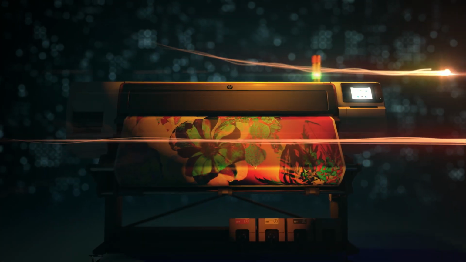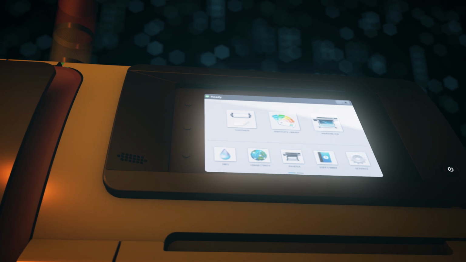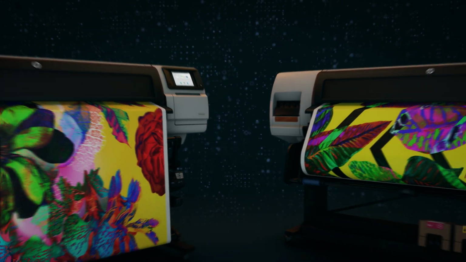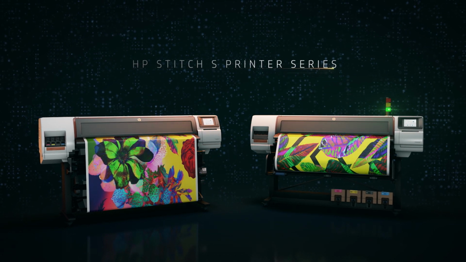This is what happened when we followed our spark. We didn't invent Dye-Sub, we reinvented it. Say hello to HP Stitch.